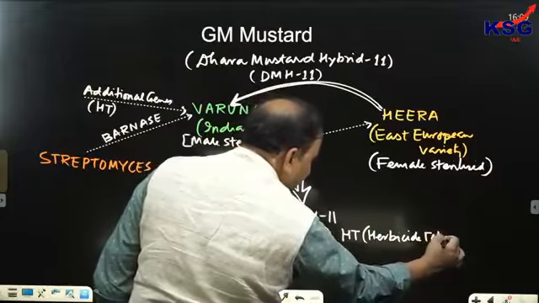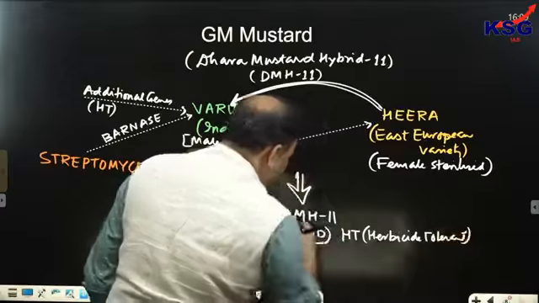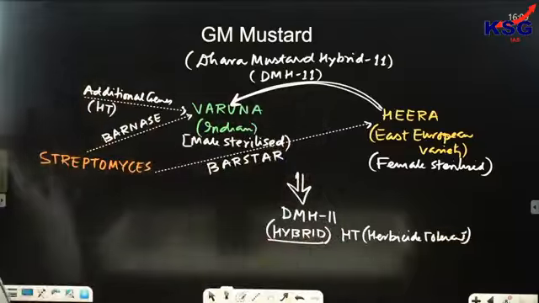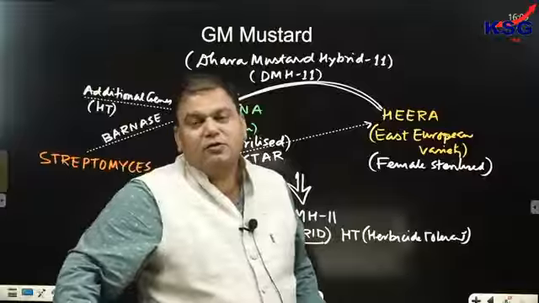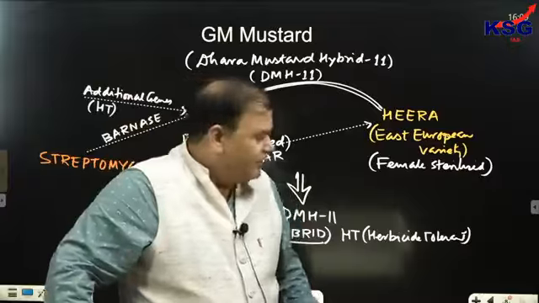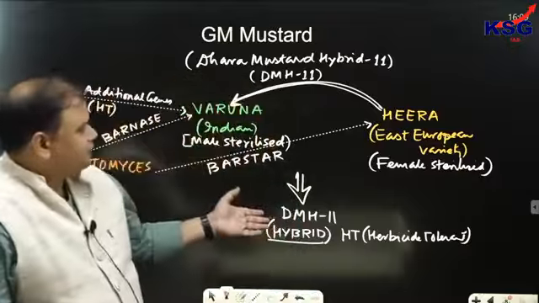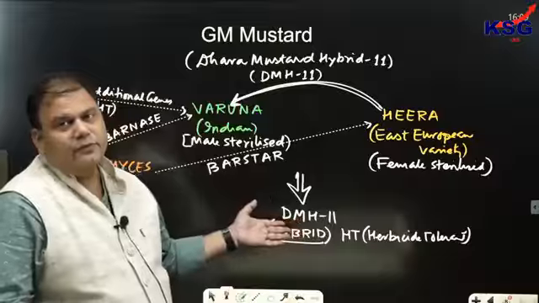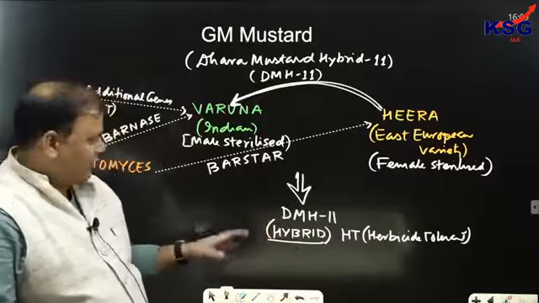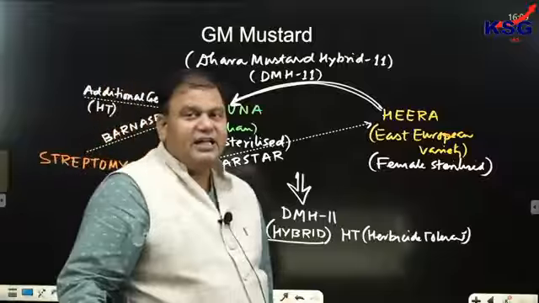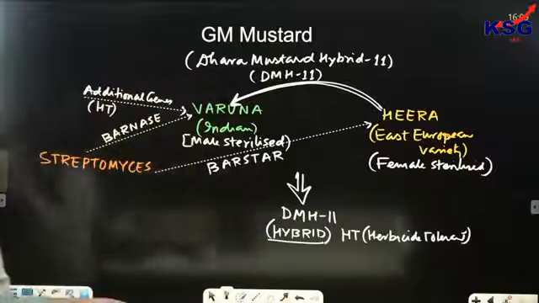So it means that if we now cultivate DMH11, which is GM mustard, and sprinkle glufosinate on it, then the weeds would be destroyed, but not the mustard. So this is called DMH11. Clear? DMH11.